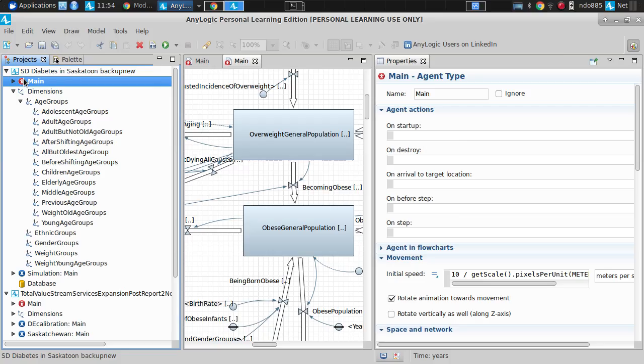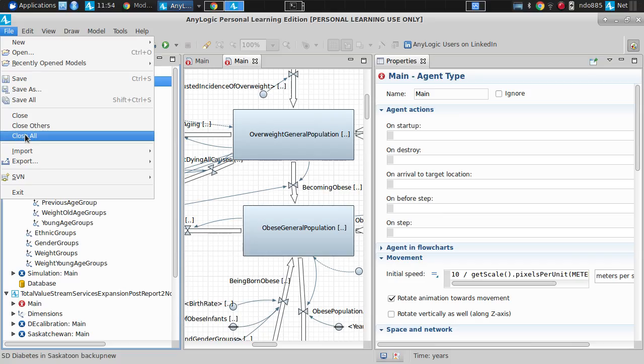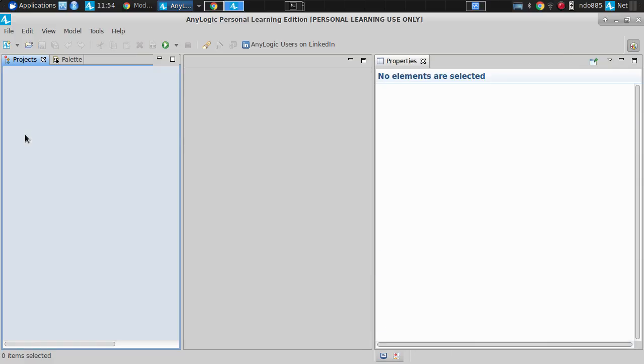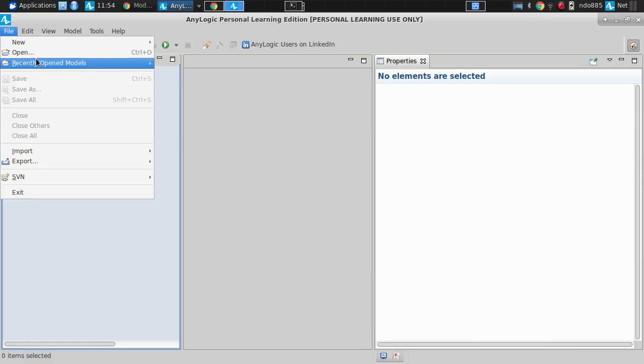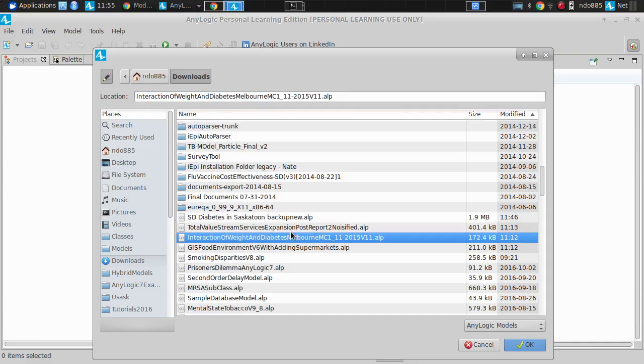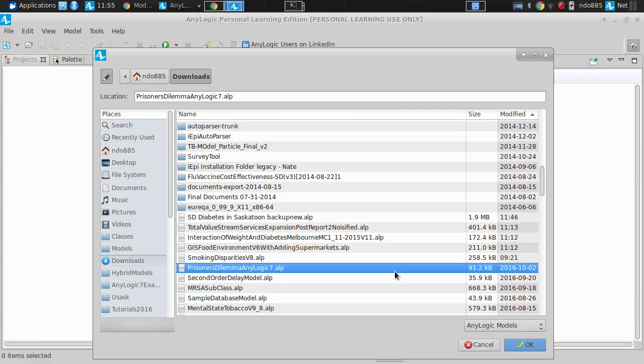Okay, so let's close both these models. File, close all. Now, I see a lot of movement back there, and far be it from me to want to be between you and your lunch. But let's go to File, Open, and I'd like you to load in one of those other models, the model called interaction of weight and diabetes Melbourne. That was one we just downloaded.